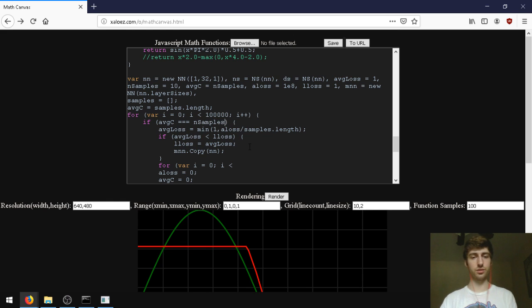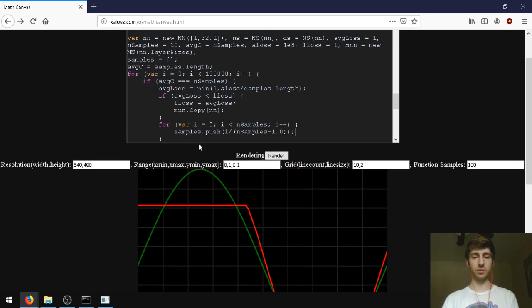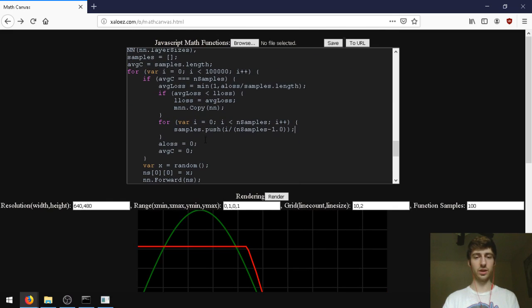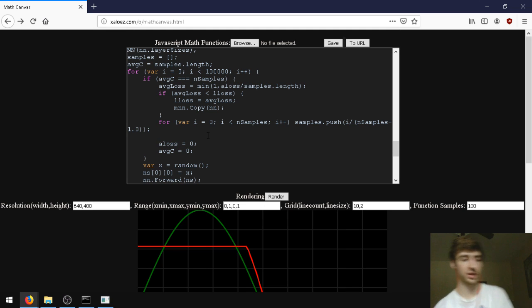Okay, so I need to initialize the samples array with these values. So I divided by nSamples minus 1. So that'll fill it up with the values from 0 to 1. Then straight away, I need to knock out half of those samples.